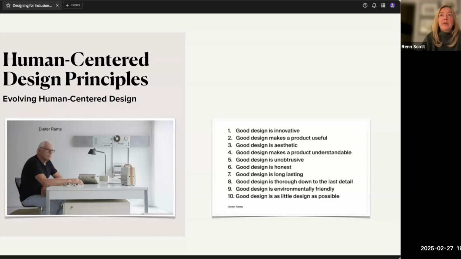So for example, good design is innovative. It pushes boundaries while leveraging new technology. Good design makes a product useful, prioritizing functionality and usability. These are all key words and attributes that many of you within the design and research space are familiar with. And good design, of course, should be aesthetic. It enhances usability and emotional connection.